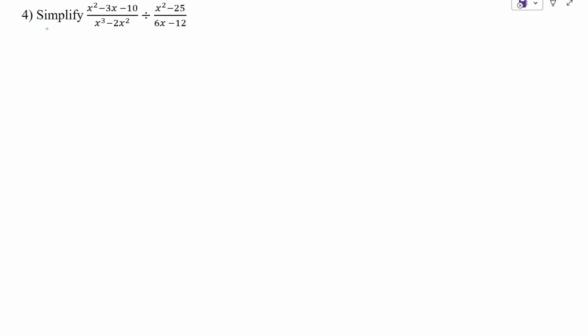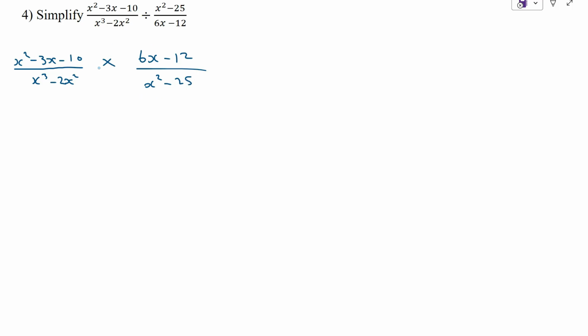Okay, so for question 4, we need to simplify this. And here we are dividing by this fraction. So when we are dividing, we need to flip this to a multiplication sign and flip the second fraction. So let's rewrite this question. First fraction stays the same. We're multiplying this now by 6x minus 12 over x squared minus 25.